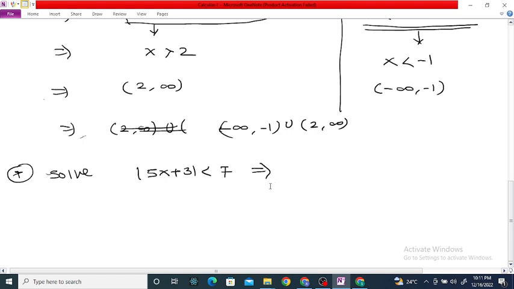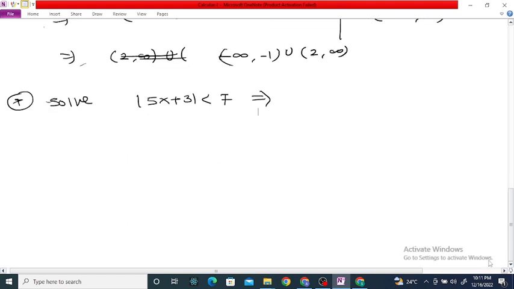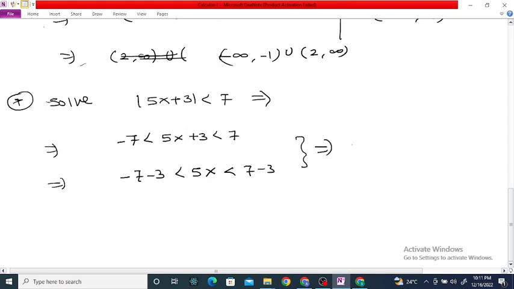So the solution, we know that this absolute value inequality can be solved by using the property: minus 7 less than 5x plus 3 less than 7. So if we subtract 3 from both sides, we get minus 7 minus 3 less than 5x less than 7 minus 3. So this implies minus 10 less than 5x less than 4.